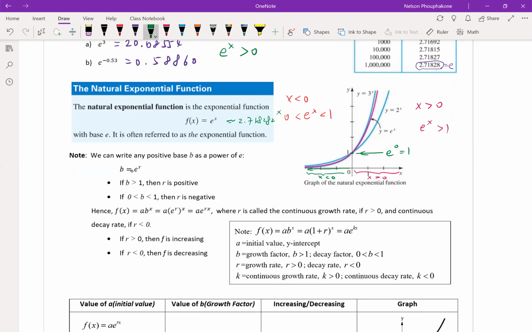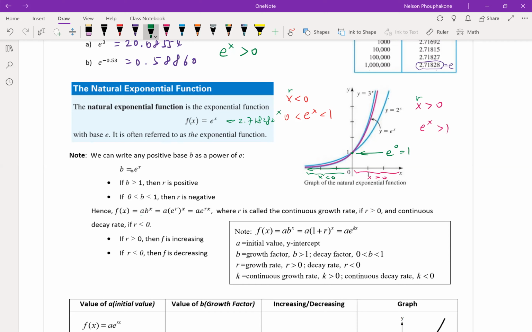Based on this idea, we can actually write any positive base b as a power of e, namely b equal to e to the r. If b is greater than 1, then r is positive. If b is between 0 and 1, then r is negative. You could actually think of this as the r values right here.